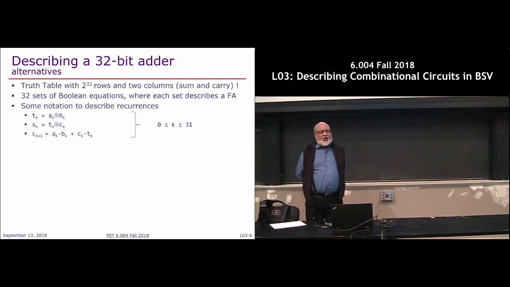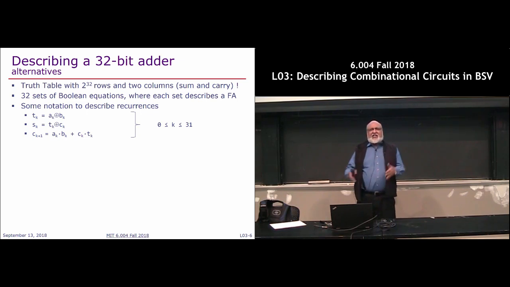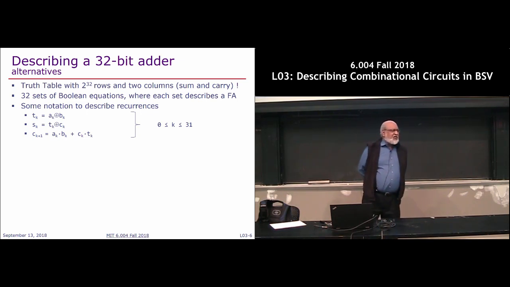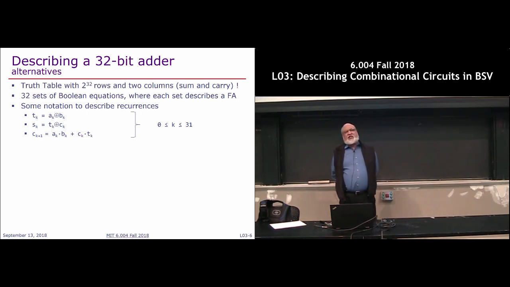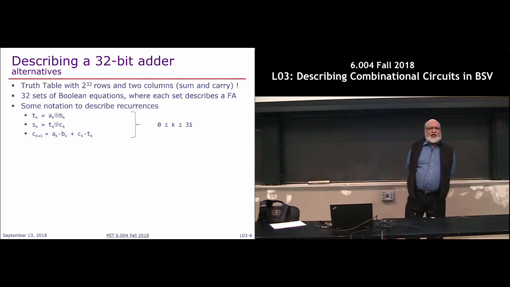We can adopt some informal notation that k is going from 0 to 31, and then this is the relationship between the kth full adder and the k plus first full adder, etc. So instead of writing 32 sets of equations, I'm writing just one set of equations and relying that common sense will work. What does it mean to plug different k values into this?